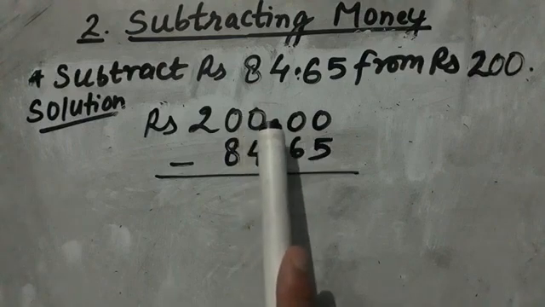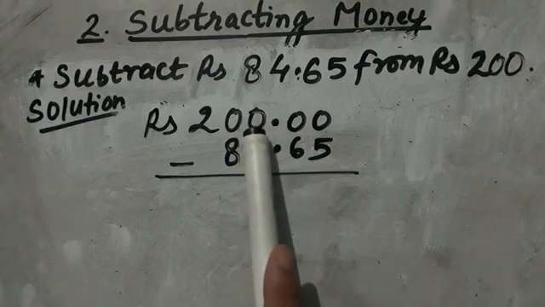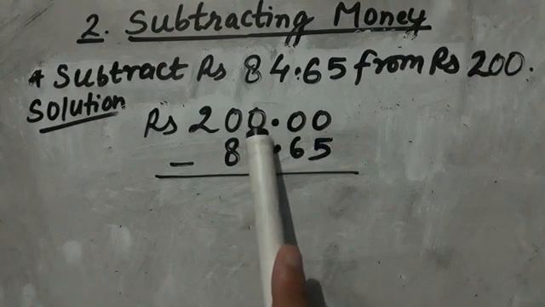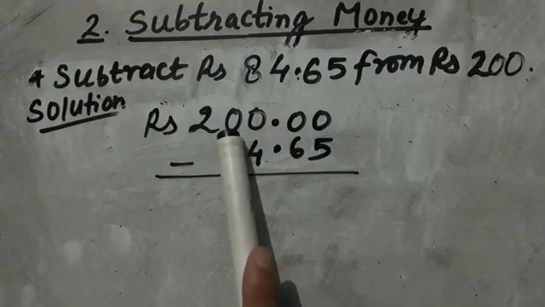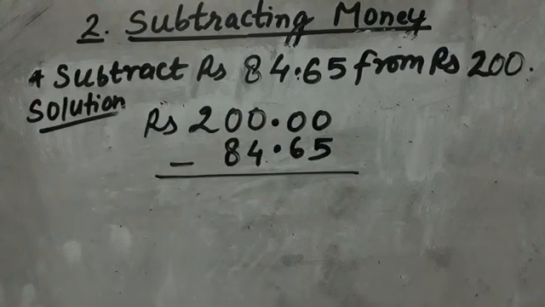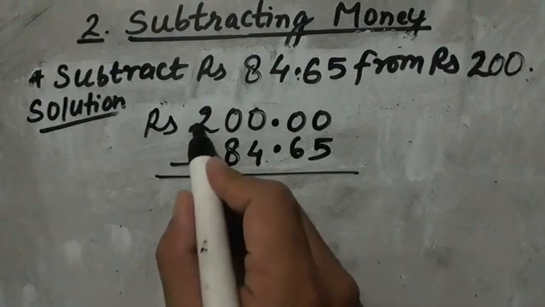Now we have to move towards whole part. So there is again 0. We cannot borrow. Now again we have to move forward. Again there is 0. We cannot take borrow. Now again we have to move forward. There is 2. Now we can take borrow.